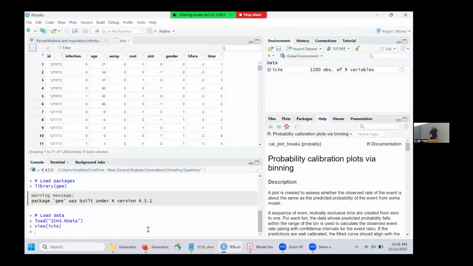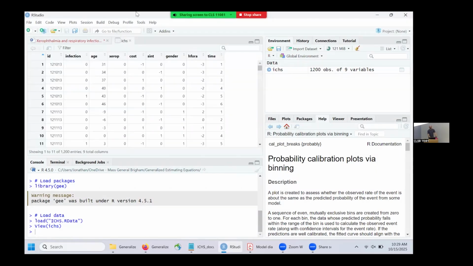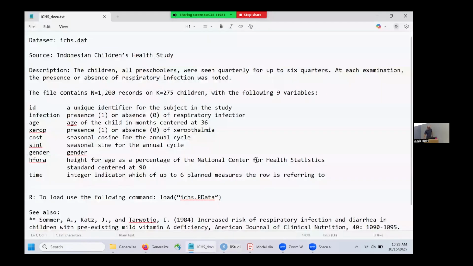Okay, so here's our GEE function. I've already inserted arguments for ID and for data. I'm going to say that we have to use the binomial distribution. And so I was going to poll the audience. So Emanuele, you get to choose. What do you want our formula to be? Let's go back to the description. Yeah, sure.